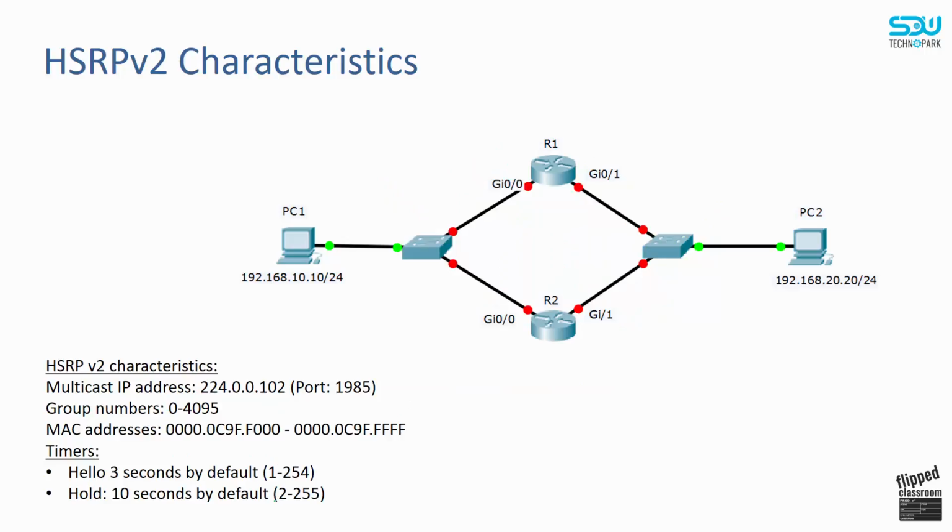Now let's take a look at the characteristics of HSRP version 2. In comparison with HSRP version 1, the second version works with a different multicast IP address, and it doesn't have a problem with any other protocols. And the group number is extended. Now we have group numbers from 0 to 4095. And the MAC address also increased in size, so that now we have from zeros till 3Fs.